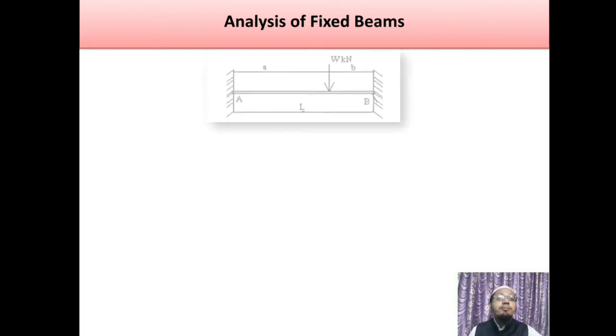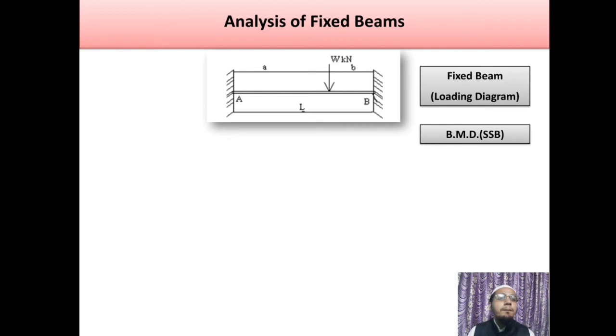So let's draw the simply supported bending moment diagram. We have obtained the fixed end moment. What about the simply supported bending moment? Yes, it will act at the point of application of load only, because in case of simply supported, support moments will be 0. So moment at the point load will be of magnitude WAB by L.